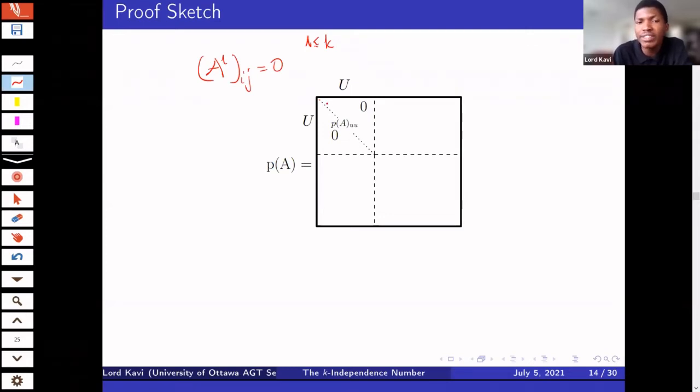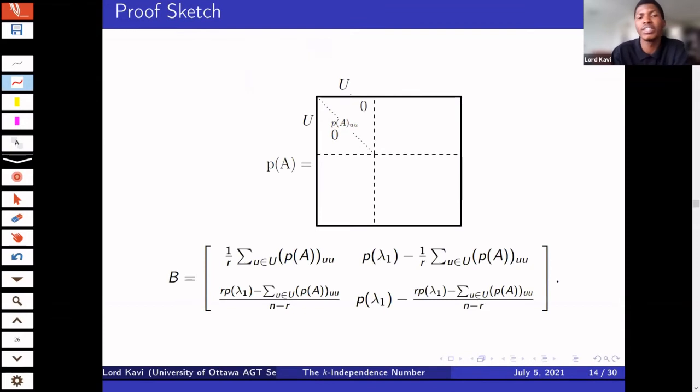So the up diagonal, everything is 0. Along the diagonal, we have values there. So let's call it P of A subscript UU. That's the diagonal. So what else can we say?